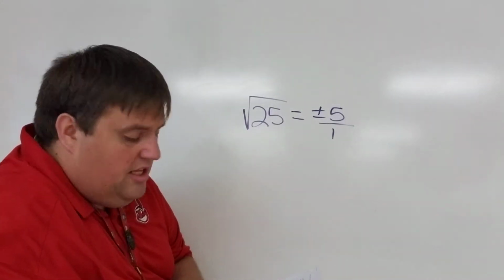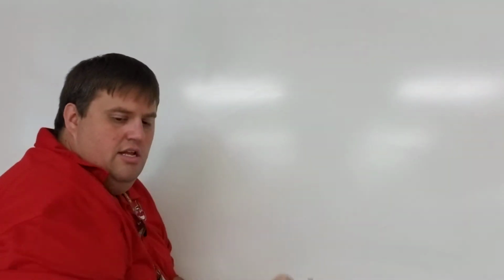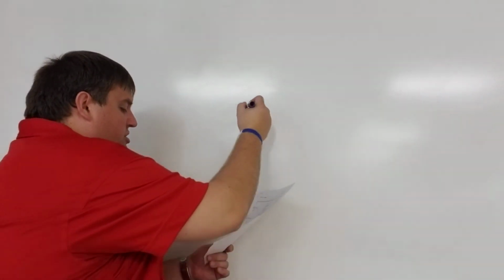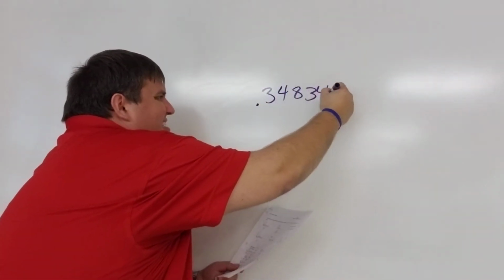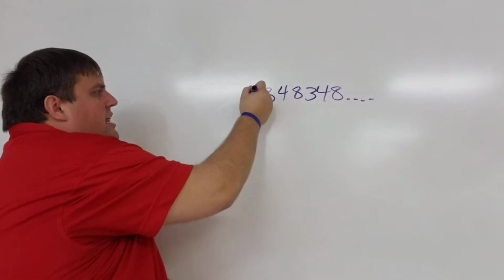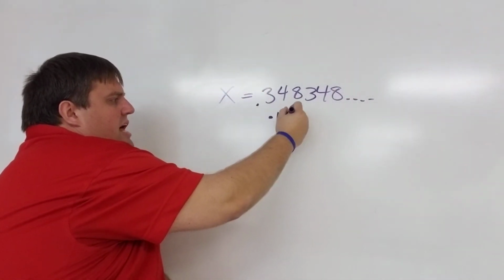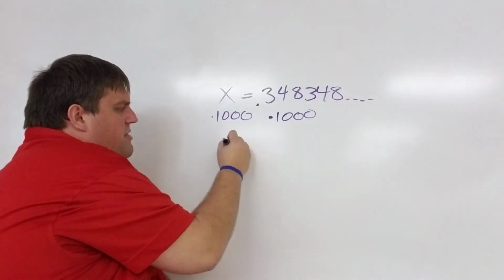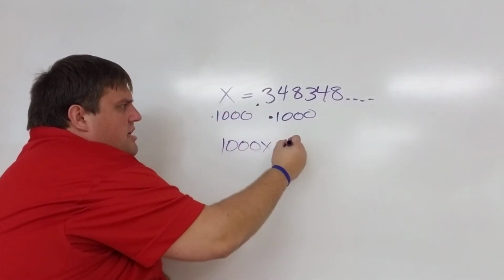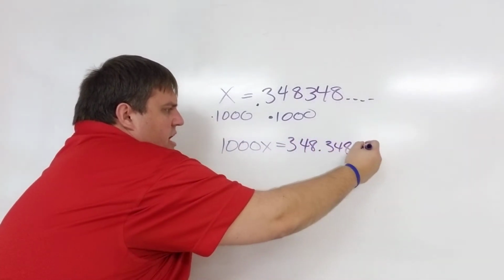Number 7 is the long one, right? It's a repeating decimal, so I know it's rational. If you want to prove why, set it equal to x. 3 digits repeat, so we multiply by 1,000 on both sides. That gives me 1,000x equals 348.348348.